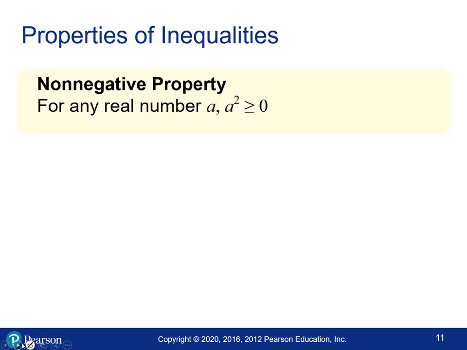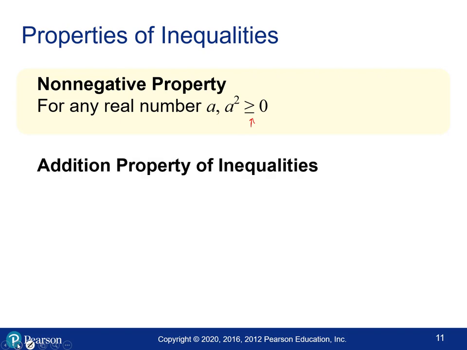Alright, so now let's talk about some properties of inequalities. So we have a non-negative property, which says if I have a number and I square it, it's always going to be 0 or more, so greater than or equal to 0. And that's because if you take any negative number or positive number and you square it, it's always going to be positive. So 2 squared is positive 4, and -2 squared is also positive 4, which is greater than 0. We have to include the equal bar though, because 0 squared is equal to 0.